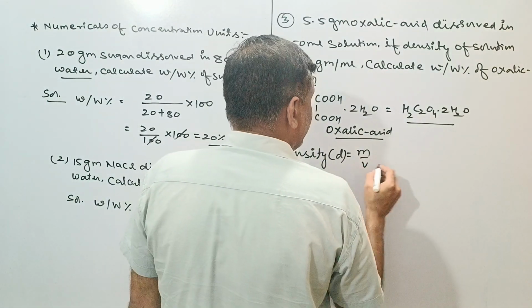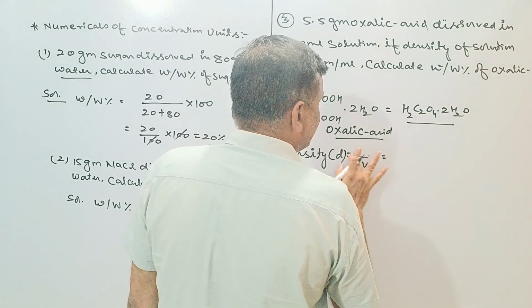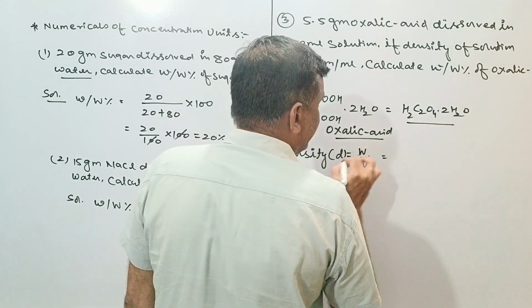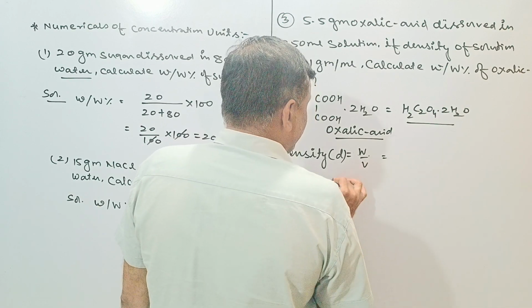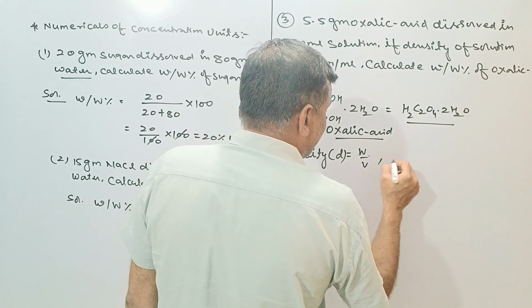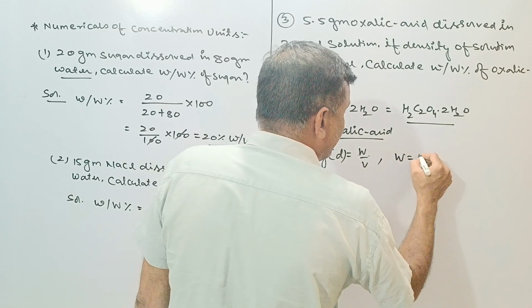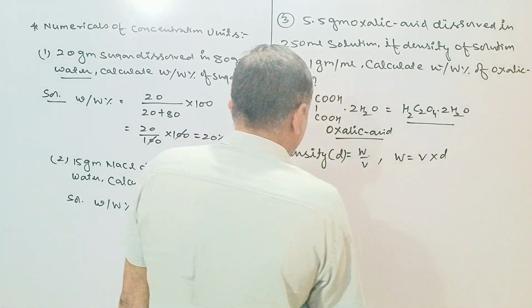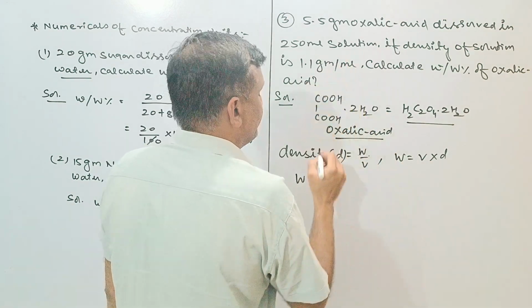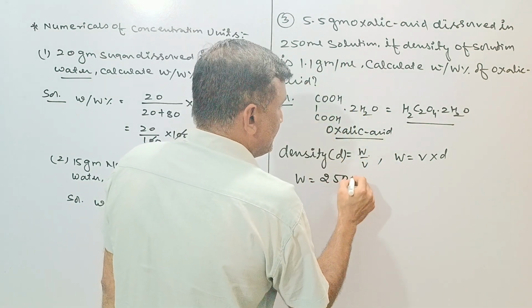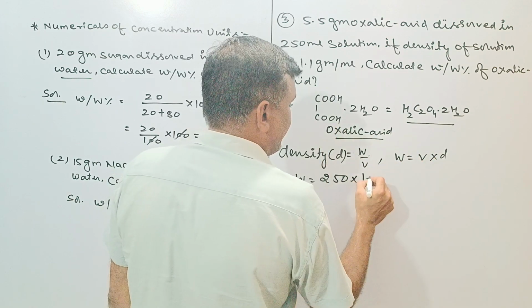So the mass of this we can take as capital W. If we go with the mass of solvent, then it can be calculated as W equals V cross D. So W is equal to the volume, which is 250 ml, and the density, which is 1.1.